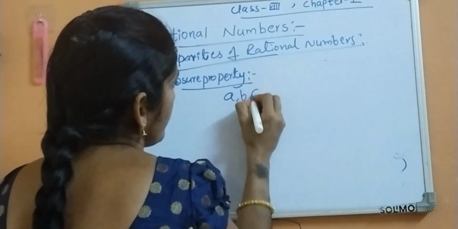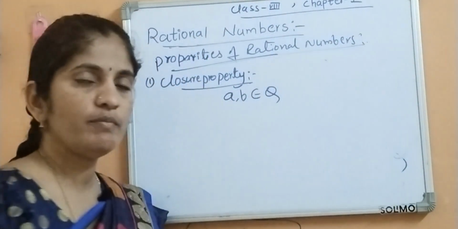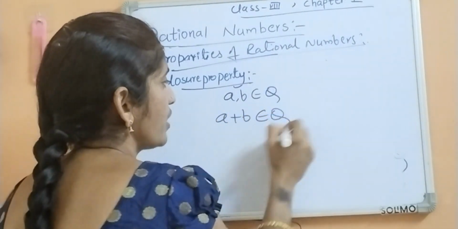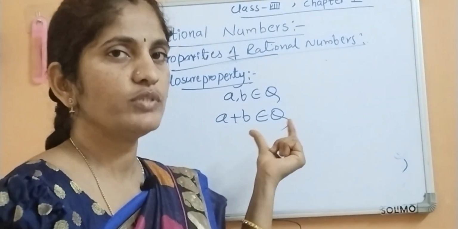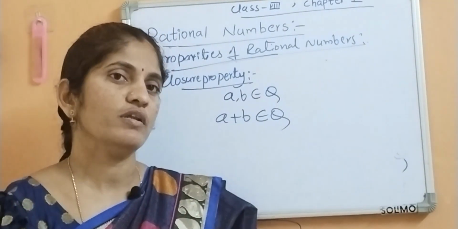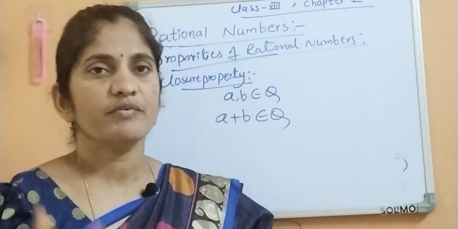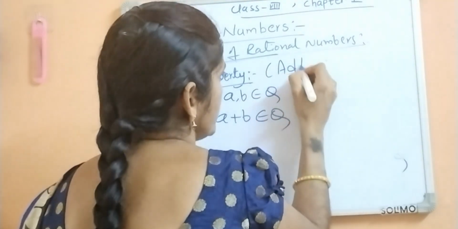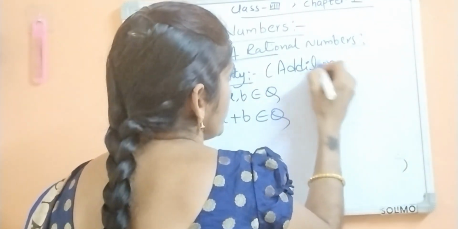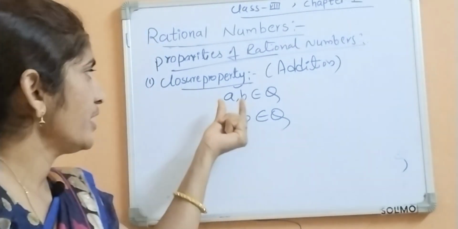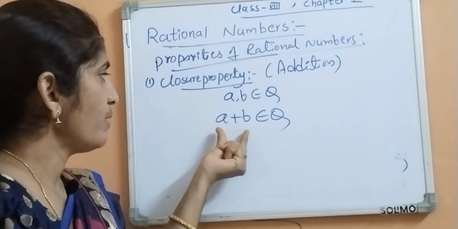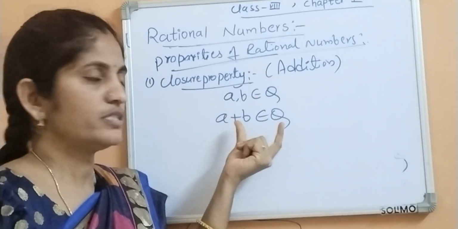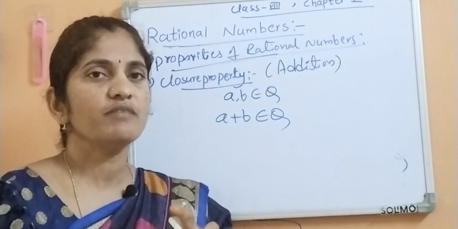If we take a, b belongs to Q, I am going to check a plus b. If a plus b also belongs to Q, then we can generalize that closure property under rational number is possible in addition. So I am going to check now closure property under addition. If the given system, that is rational number system, satisfies this condition, then we can generalize.